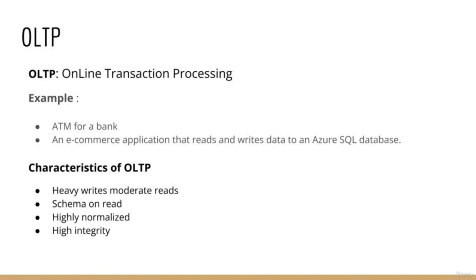Online transaction processing applications have high throughput and are insert or update intensive in database management. These applications are used concurrently by hundreds of users, and the key goals of OLTP applications are availability, speed, concurrency, and recoverability. OLTP is characterized by heavy writes and moderate reads because a lot of transactions are written to the database every day while reads are moderate. It's also characterized by schema on read. In schema on read, data is applied to a plan or a schema as it is pulled out of a stored location rather than as it goes in. It's highly normalized and preserves high integrity, and that's because we need to efficiently process and store business transactions and immediately make them available to client applications in a consistent manner.